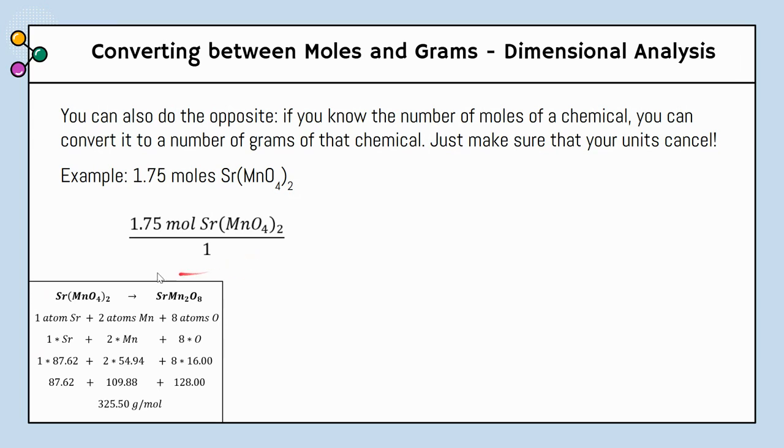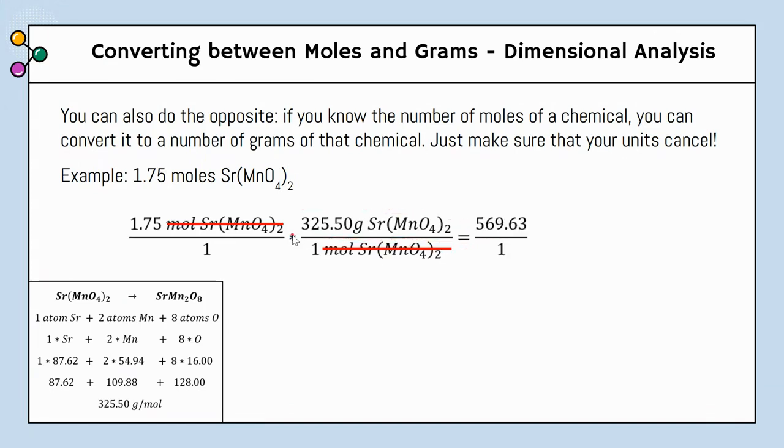We'll start with the amount that we know. We know we have 1.75 moles of our chemical, and we'll put it over 1. We'll set up our conversion factor next. We know that 1 mole of strontium permanganate is equal to 325.50 grams. And we set that up so moles cancel, and we're left with grams in our numerator. Next, we multiply straight across the top and straight across the bottom, and we divide, and notice that we end with grams of strontium permanganate, at 569.63.